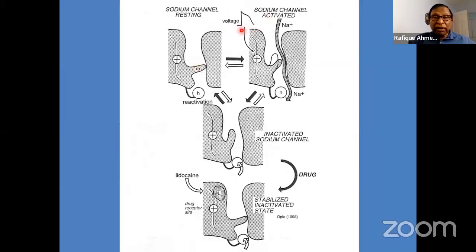If there is a stimulation, it will open up and sodium will gush into the cells. Once there is a certain level, there will be inactivation by this blocking gate. But that's not a permanent inactivated sodium channel. Then this one will block it and stabilize the inactivated state. And this is how it's happening. This will remain closed until the next stimulation comes to produce this again.